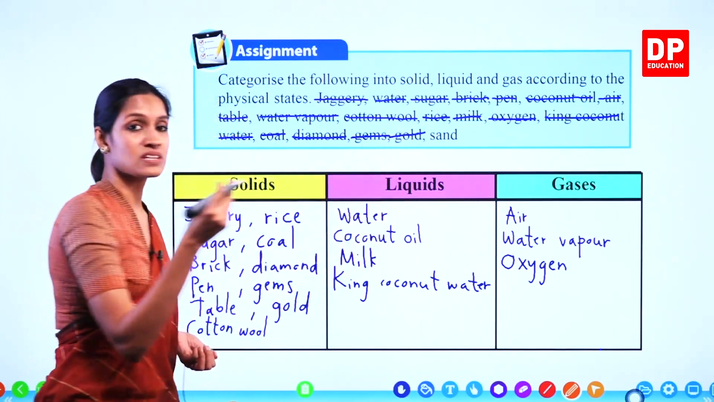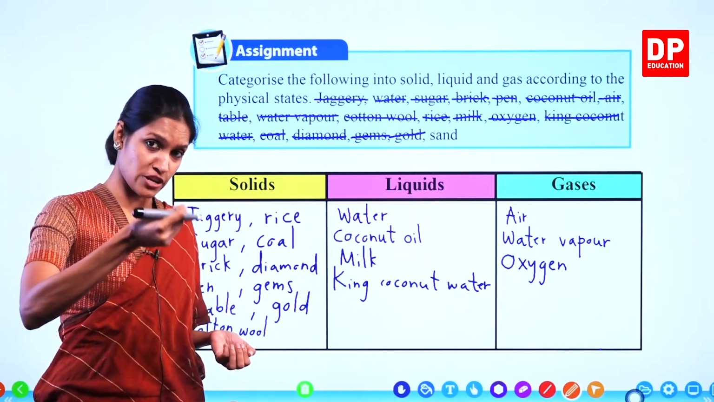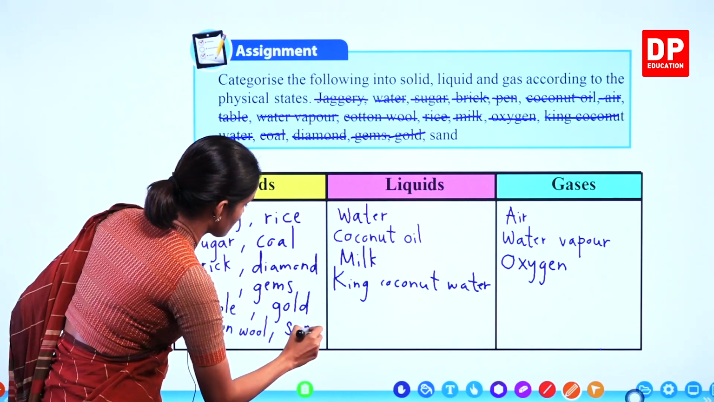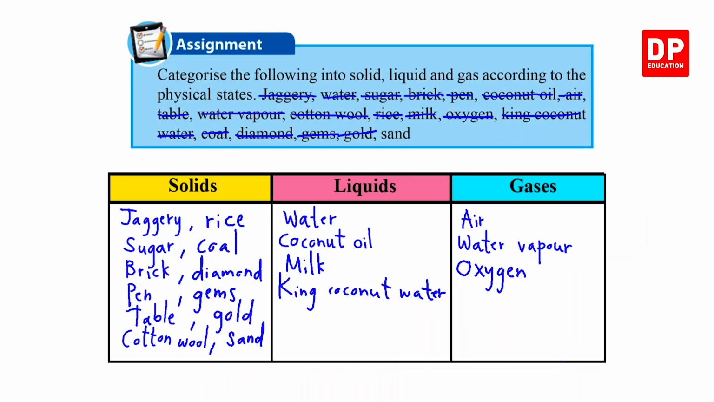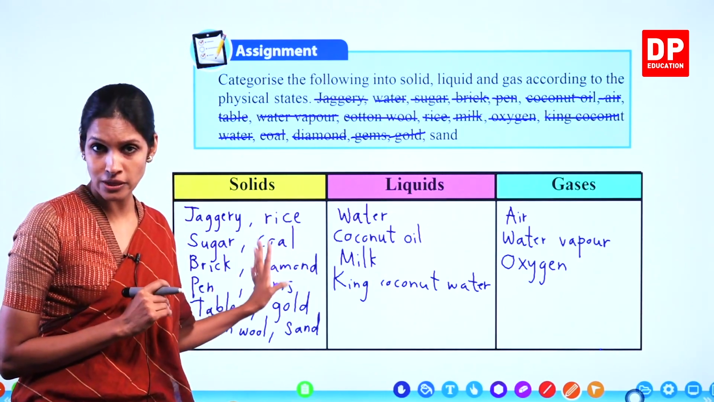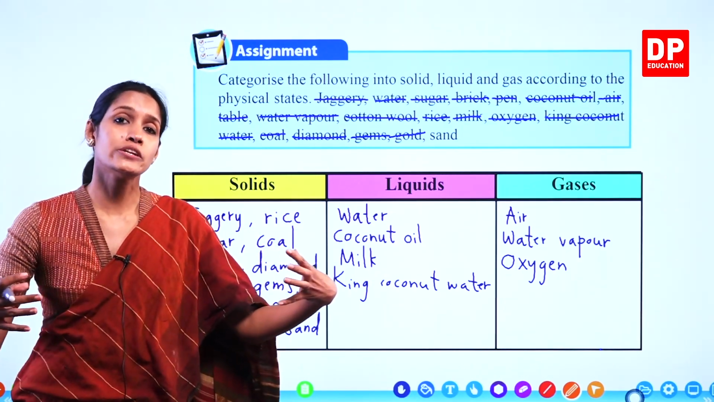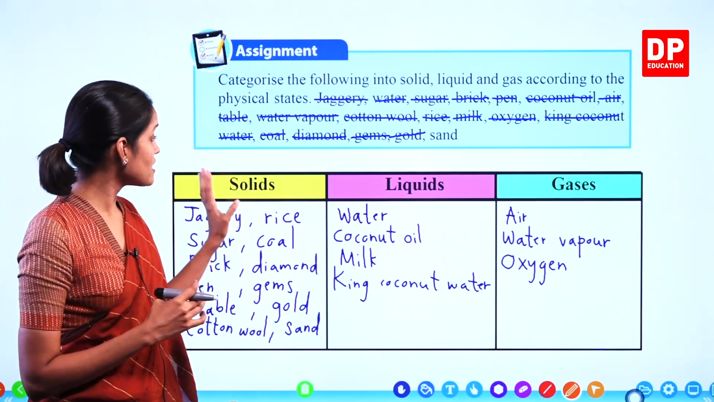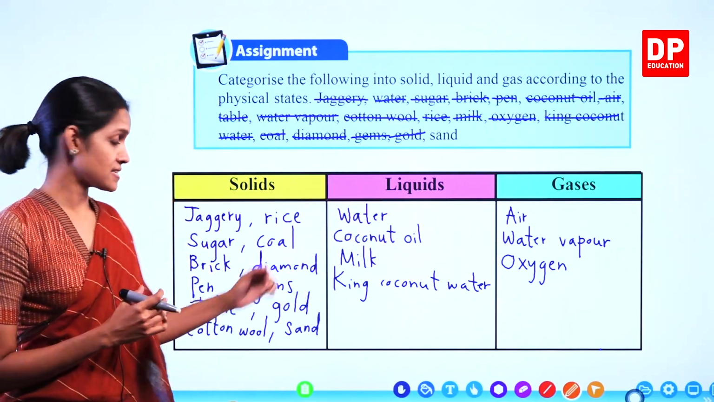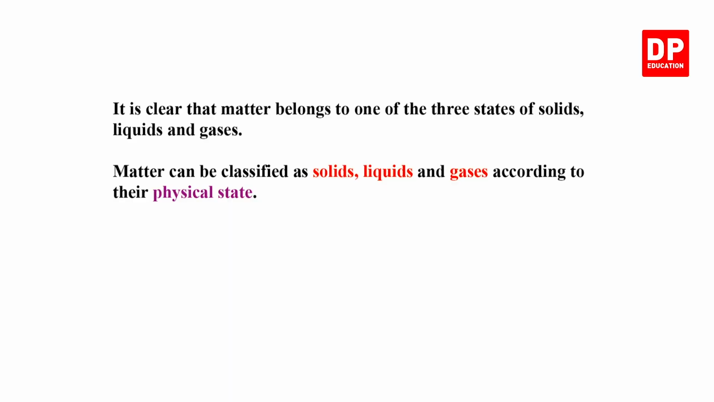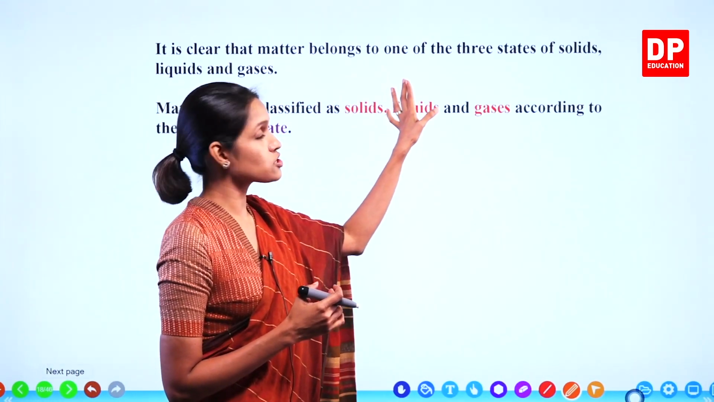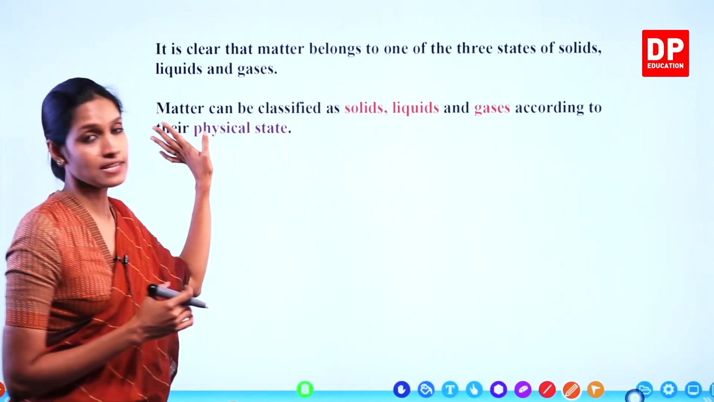And sand. Sand is something rough. You can touch and feel. Sand also goes here. So, it was very clear, children, right? I hope you also did this with me. So you can look at your environment and you can categorize the things in the environment as solids, liquids and gases. Understand? So it's very clear that matter belongs to one of the three states of solids, liquids and gases.